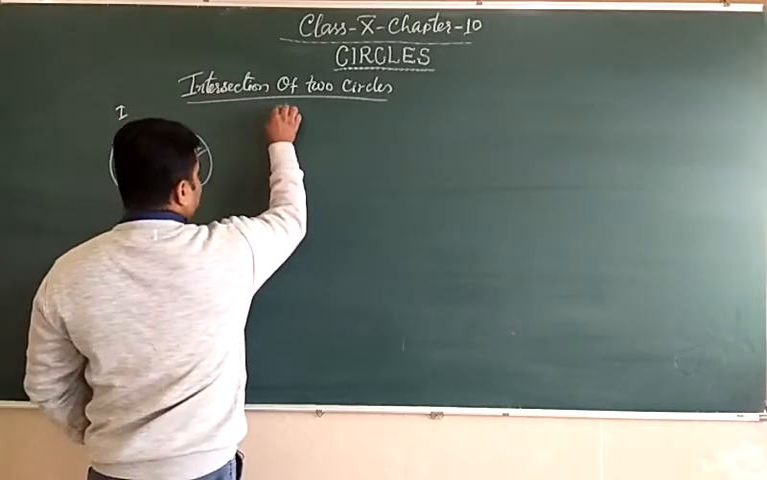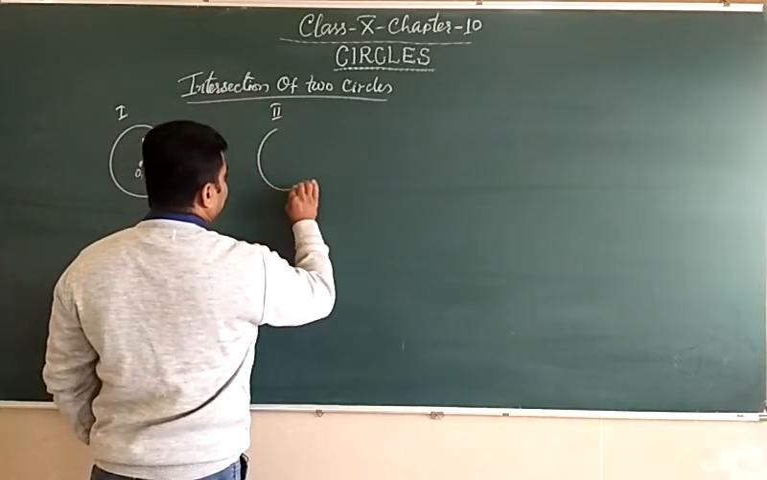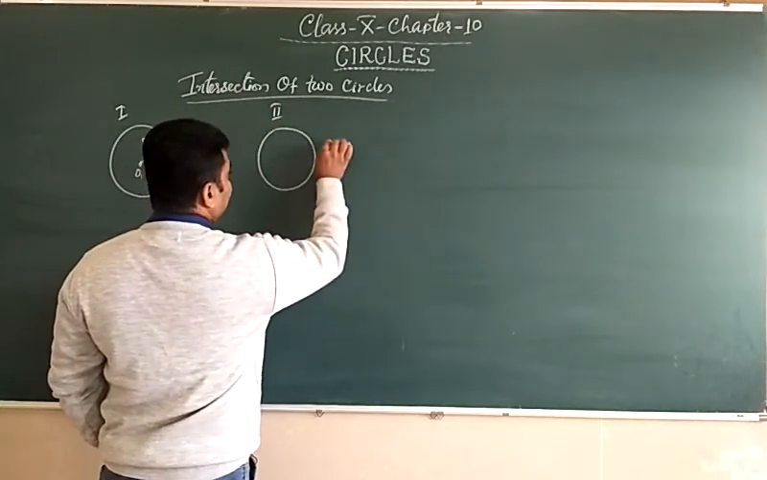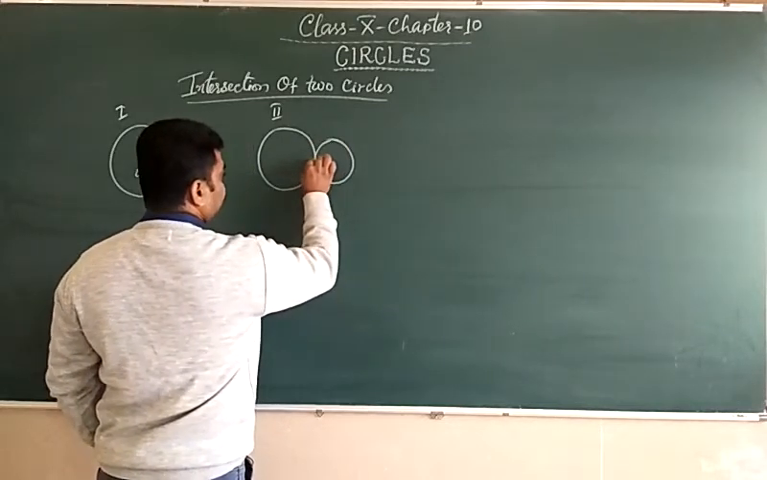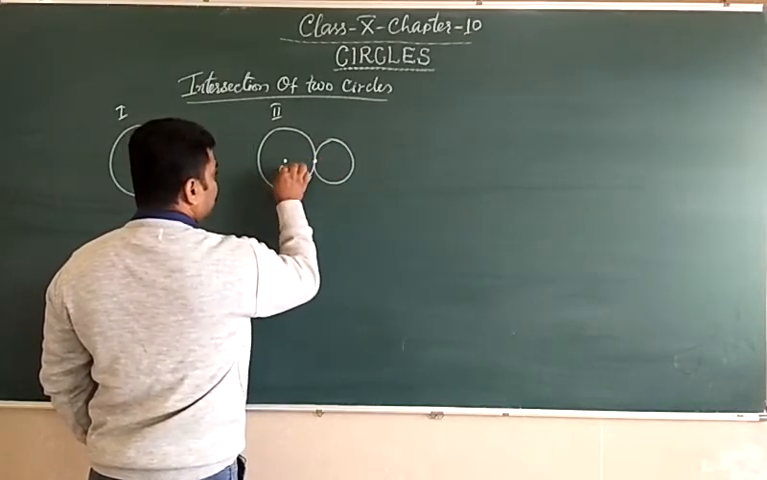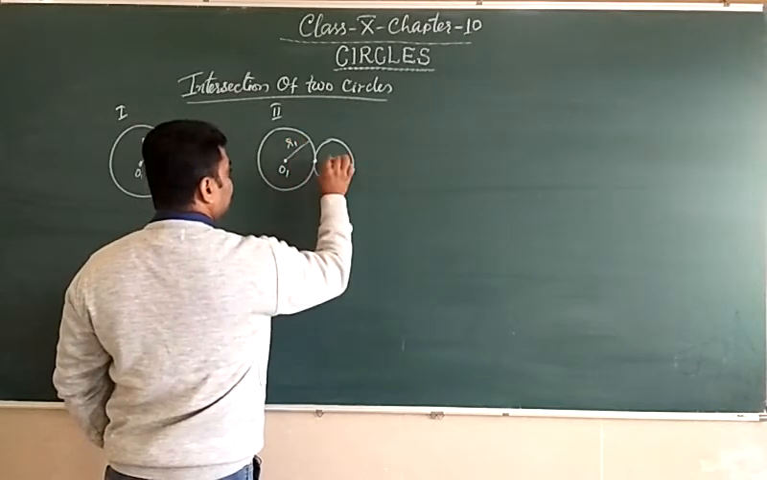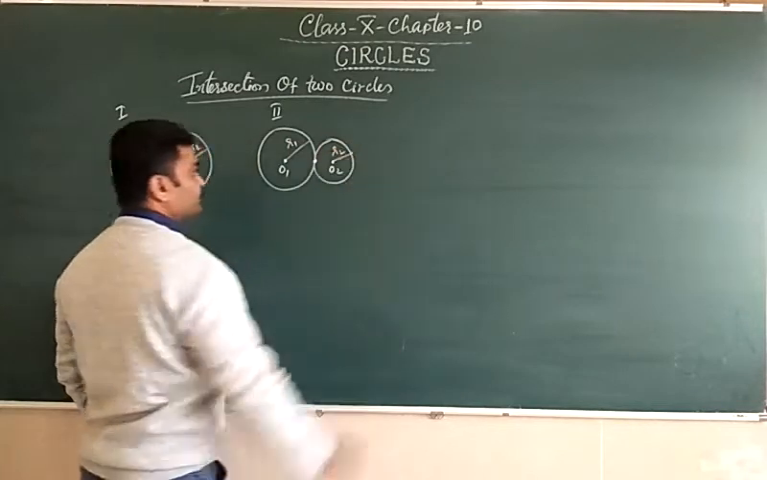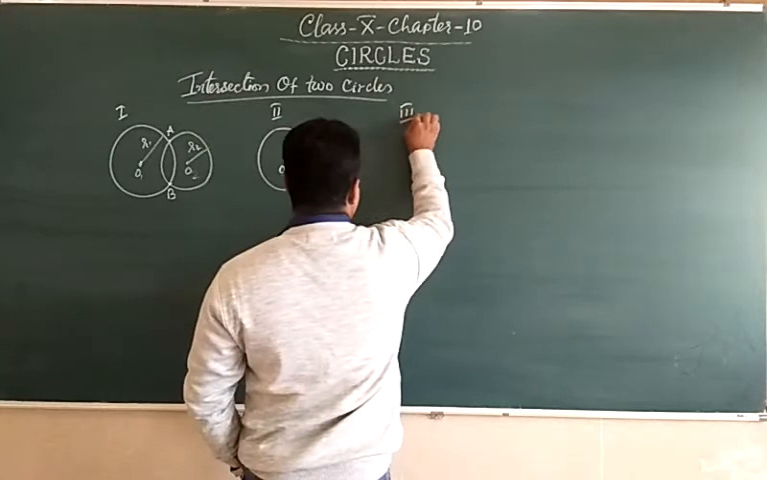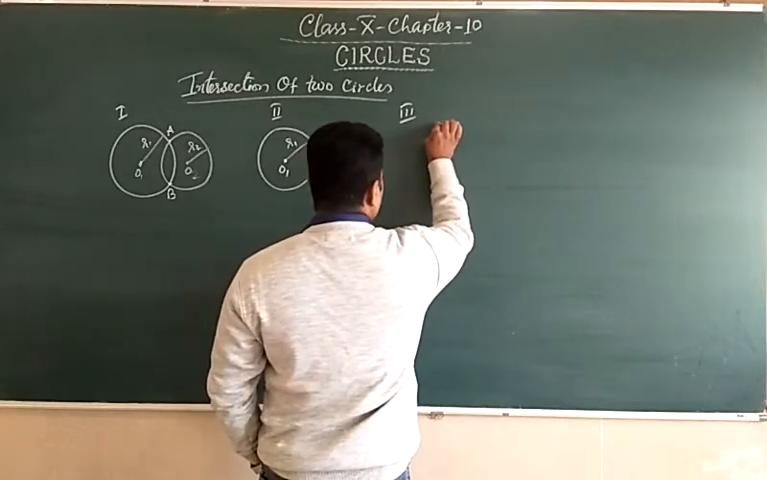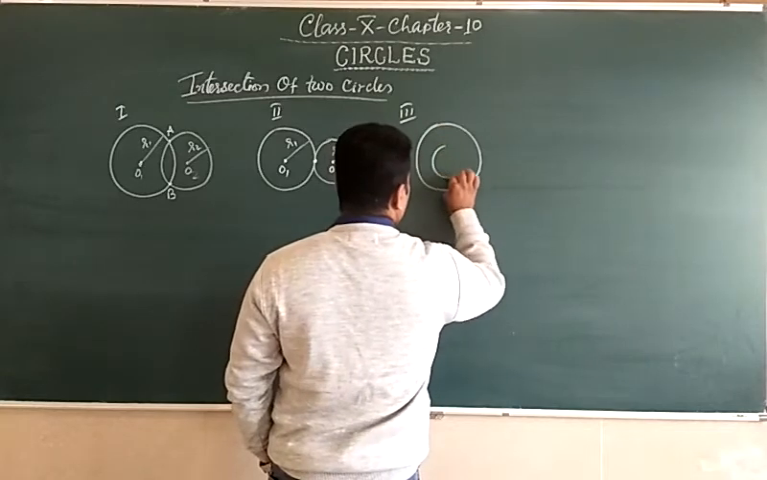In the second case, two circles intersect at only 1 point here, with centers O1, O2, radius R1 and radius R2. Clear? And in the third case, two circles do not intersect at all.